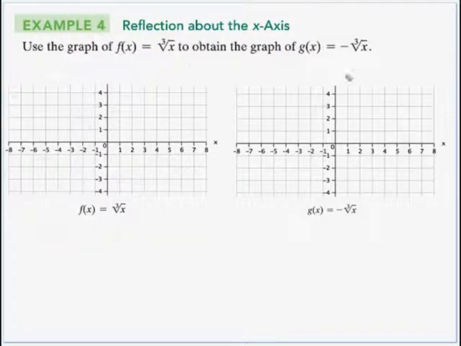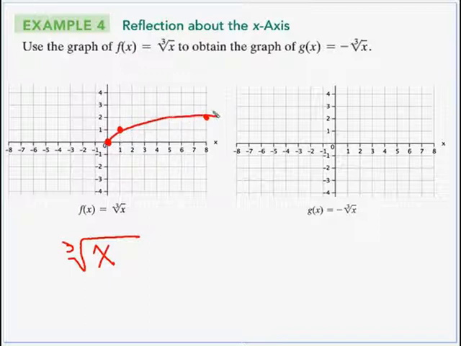So here in example 4, we're going to reflect a graph about the x-axis. So first, let's graph the cube root of x. If I plug in 0, the cube root of 0 is 0. 1, the cube root of 1 is 1. My next perfect cube on the x-axis would be 8. The cube root of 8 is 2. So it's sort of like we got a parabola laying on its side, and it's pretty stretched out. Whoa, that's a little too far. And it looks something like that.